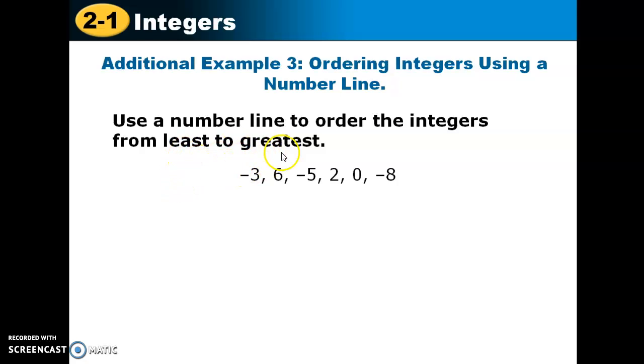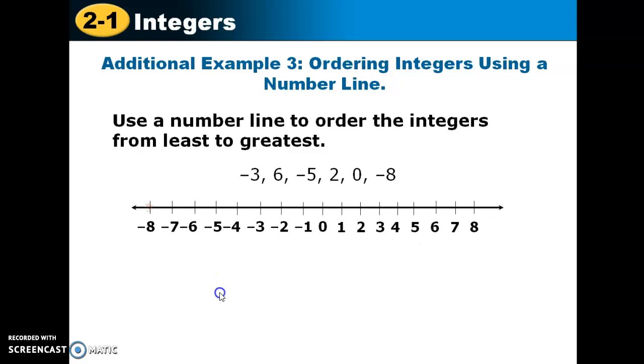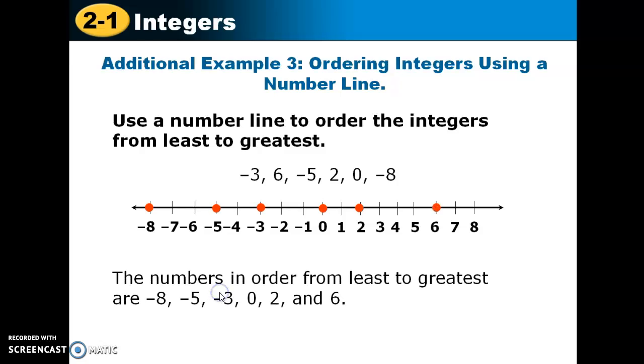So smallest to biggest. So if I look at my number line and I plot all 6 of these, I have -8, -5, -3, 0, 2, and 6. They're all plotted on this number line. If I'm talking least to greatest, smallest, so the smaller it is, the more left it is, to the greatest, the more right it is. So you literally just write these in the order of smallest to greatest. -8, -5, -3, 0, 2, and 6.